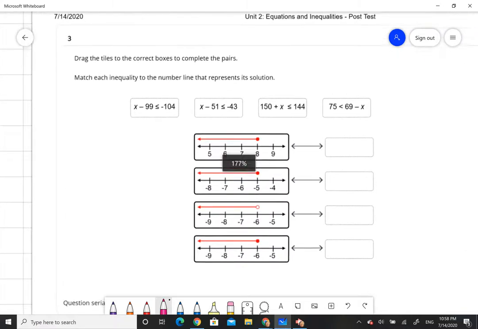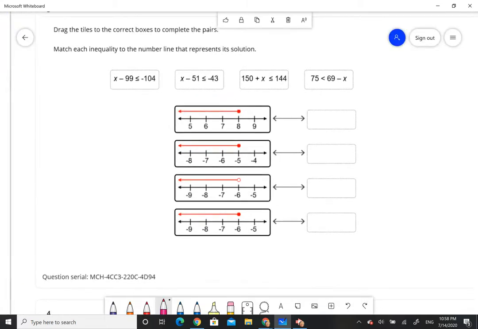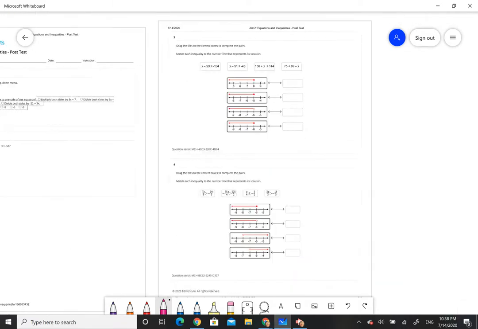So question number 3: drag the tiles to the correct boxes to complete the pairs. Match each inequality to the number line that represents its solution. So the first one you have x minus 9 9. So let me copy this.